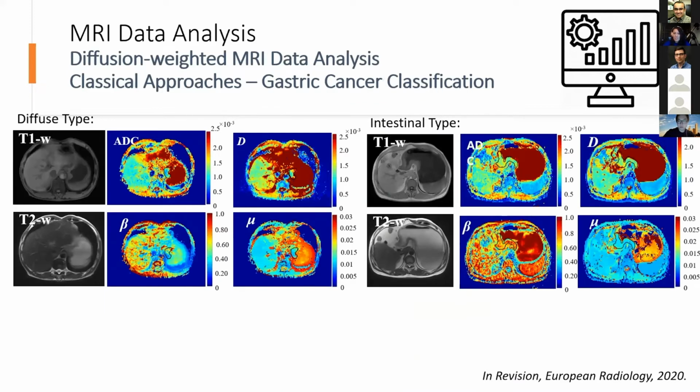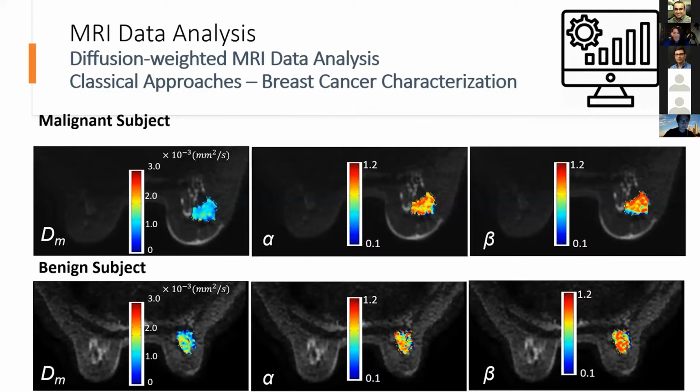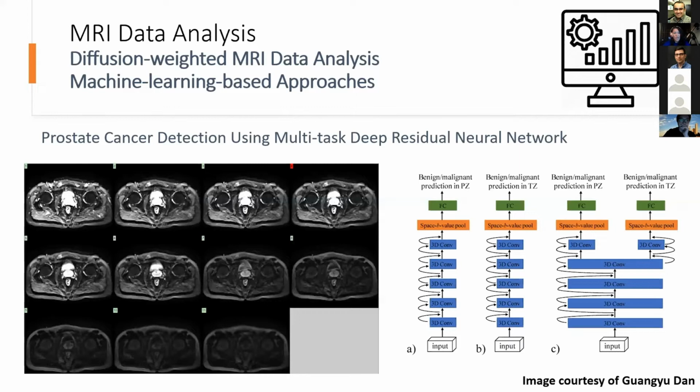We also investigated these techniques in classification of different types of gastric cancers, which can be helpful for the clinicians to determine the most favorable treatment strategy for gastric cancer patients. With this technique, we also characterized breast cancer, which is the most common cancer diagnosed in women in the US, and one of the cancer types which is curable given the accurate and timely diagnosis.